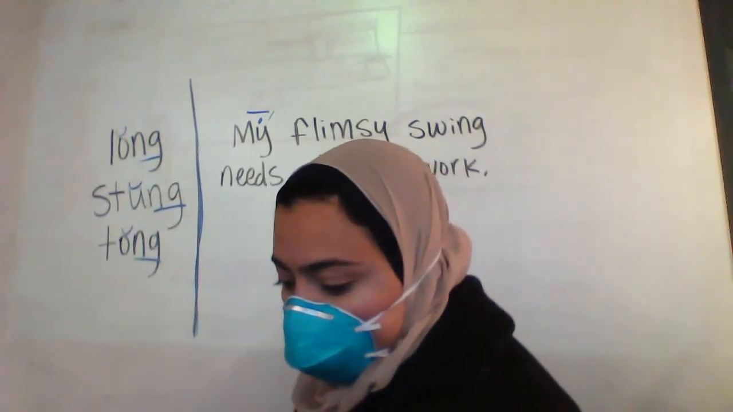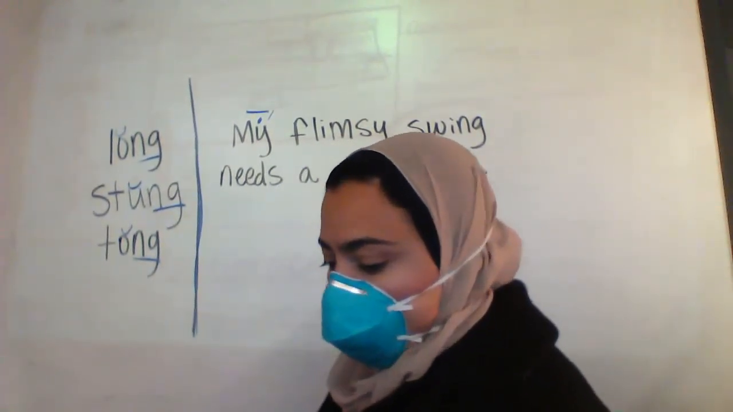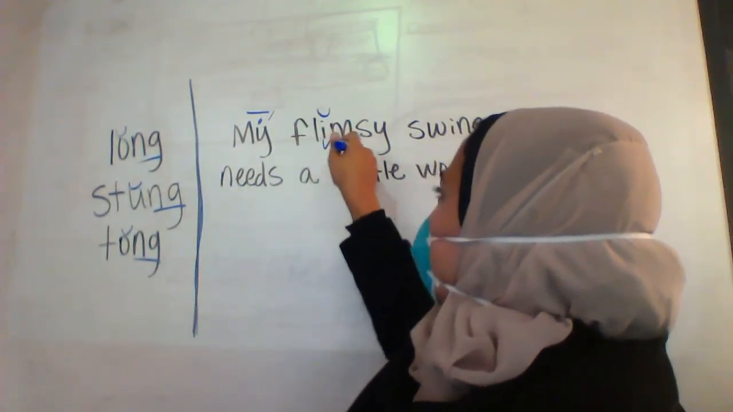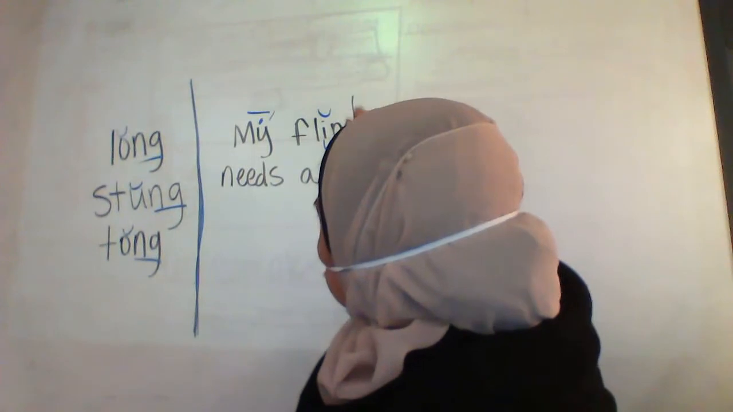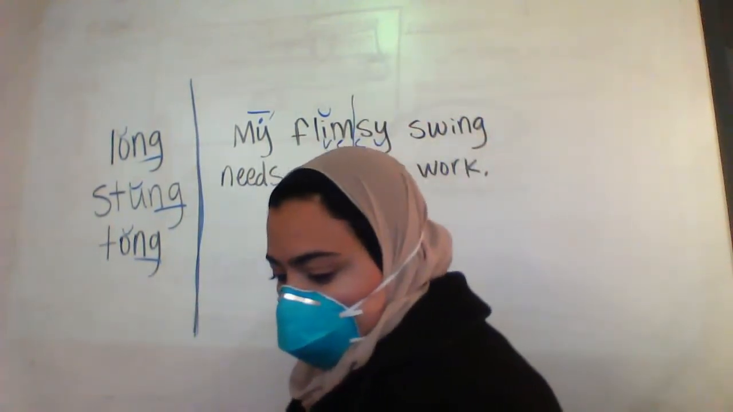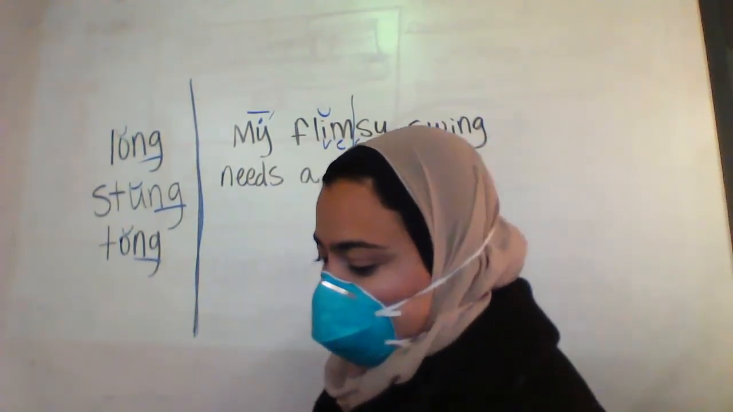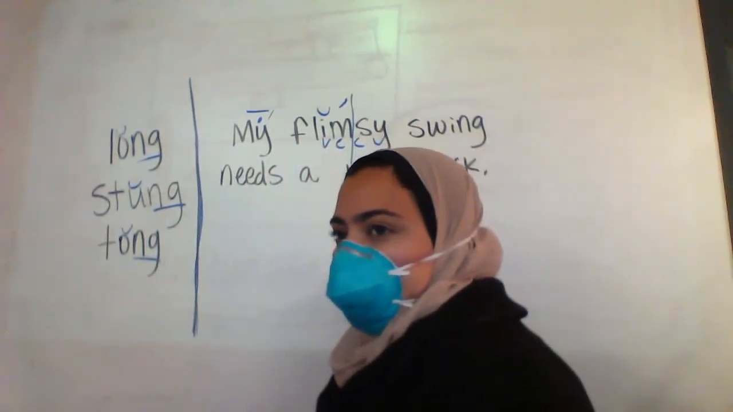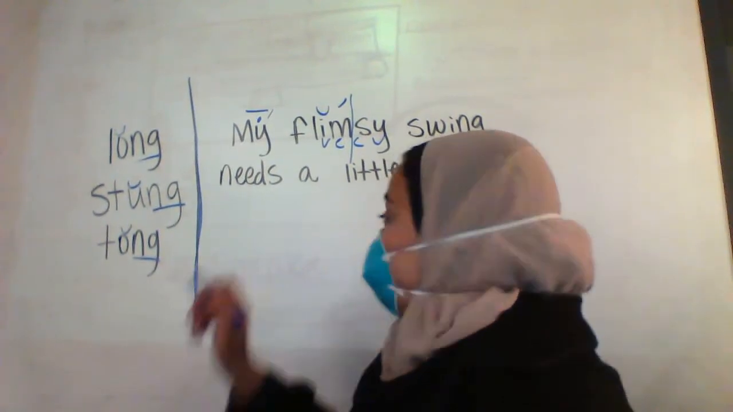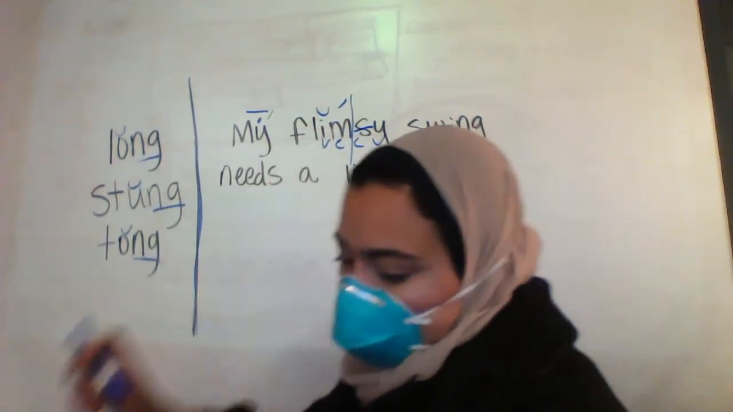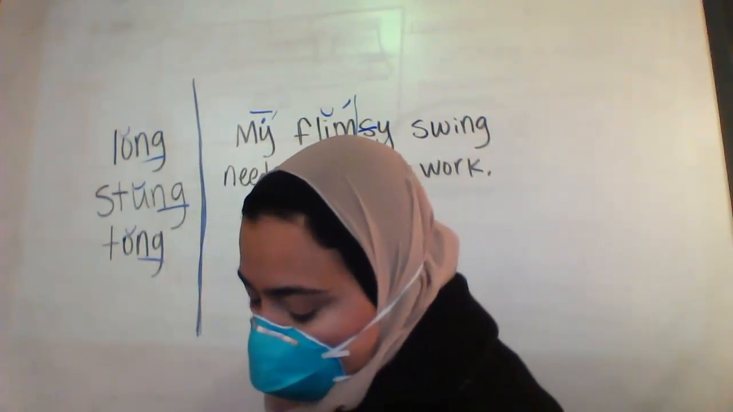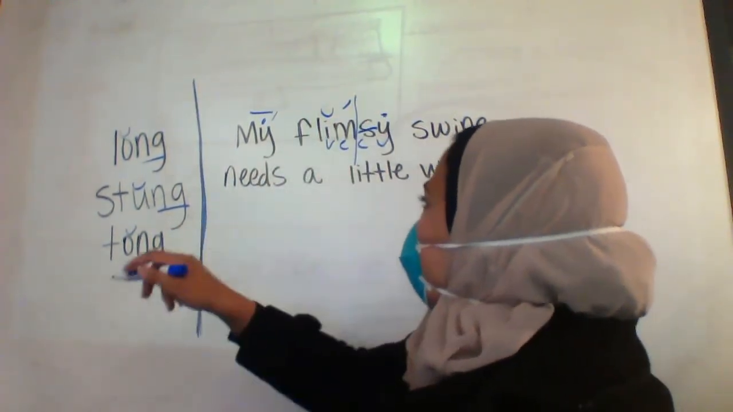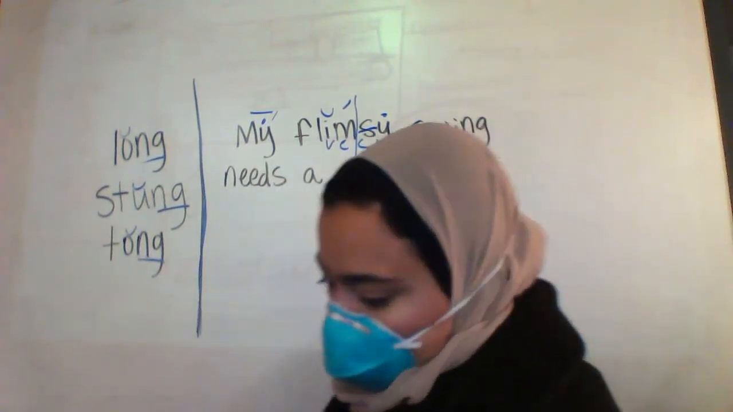Who can help me code the word flimsy? Amaria. Good. V, C, C, V. Perfect. Then what? Accent. How about the S? Does it make the S sound or the Z? So you need to cross it out. And then put a dot on the I. Excellent. My flimsy. Very good.